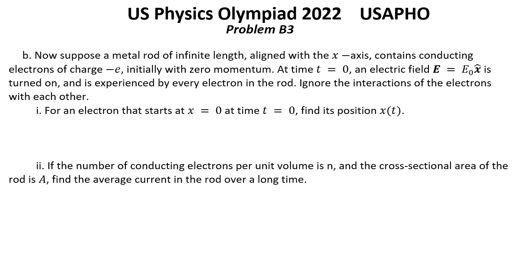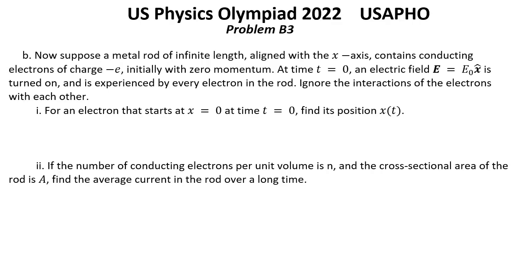Solution for question B. Now suppose a metal rod of infinite length aligned with the x-axis contains conducting electrons of charge negative e, initially with zero momentum. At time t equals 0, an electric field E equals E0 multiplied by unit vector x is turned on and is experienced by every electron in the rod. Ignore the interactions of the electrons with each other.